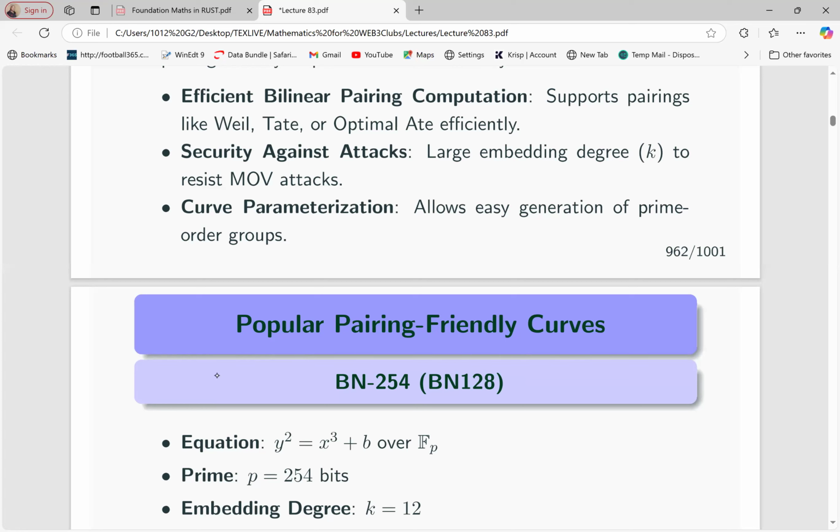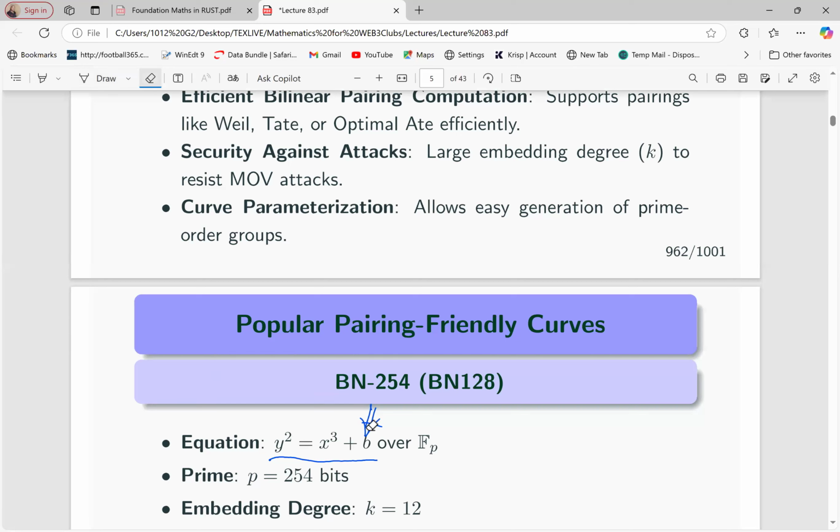BN254 is an elliptic curve of this form, where B depends on the company that is using it. The company would vary the B. But what remains common is that this elliptic curve has no AX term. There's no AX, so just X cubed plus B.